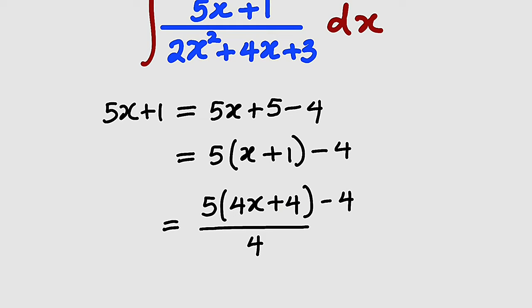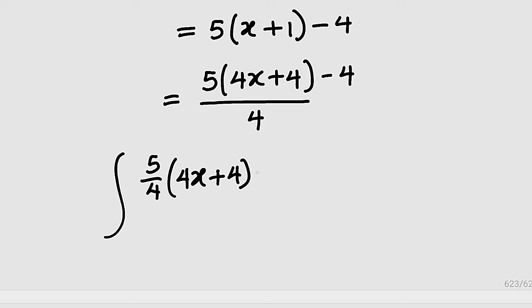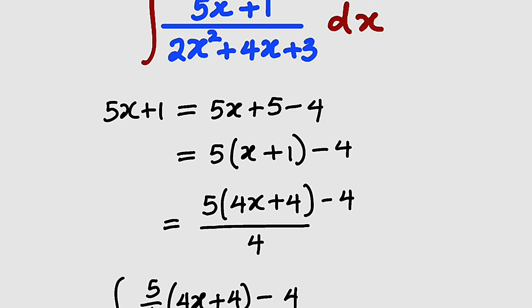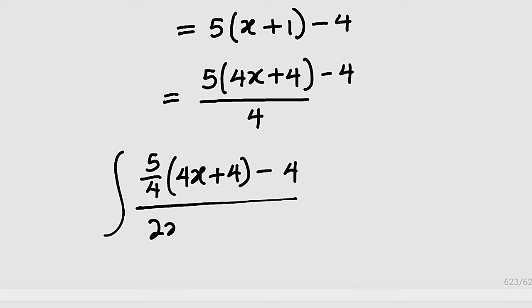So let me replace our numerator with this. Therefore we have the integral of, I can now even write it as 5 over 4 multiplied by 4x plus 4, right? Then minus 4. Our denominator is still 2x squared plus 4x plus 3, with respect to x.